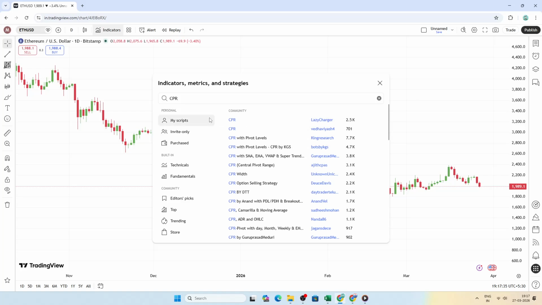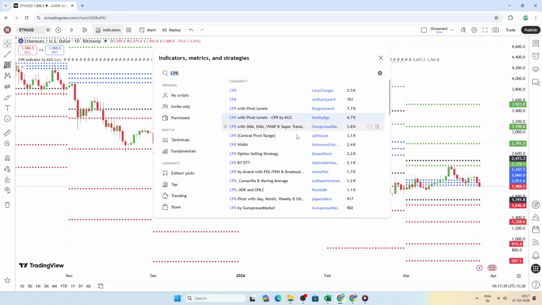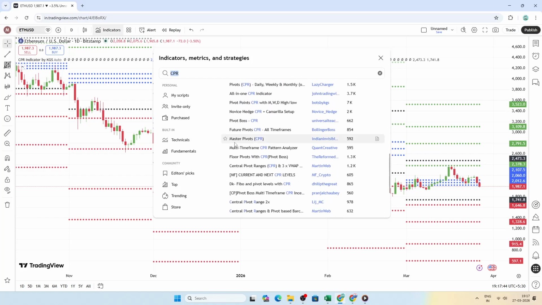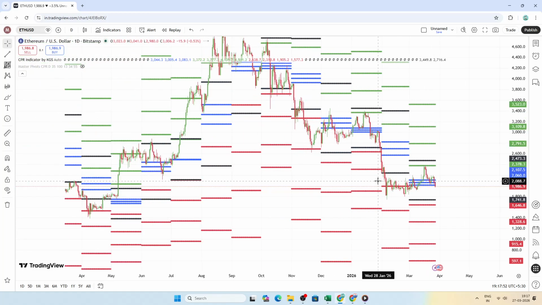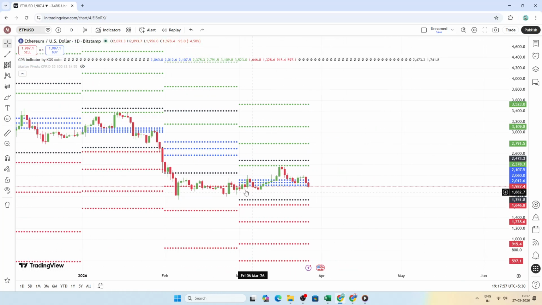Two widely used options are CPR with Pivot Levels, CPR by KGS, and Master Pivots CPR. These plot daily, weekly, or monthly pivot lines and clearly mark TC, pivot, and BC, so you can identify zones where price may find support or resistance. Click on the indicator you want and it will instantly load onto your chart.